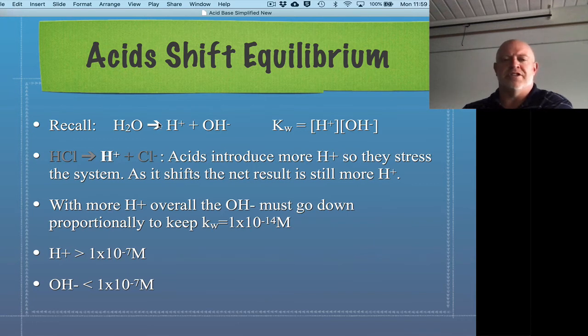I do need to apologize. This should be a double-headed arrow. I did not do that correctly. So if you put in your notes, go ahead and make that a double-headed arrow because it does go both directions. It is an equilibrium.